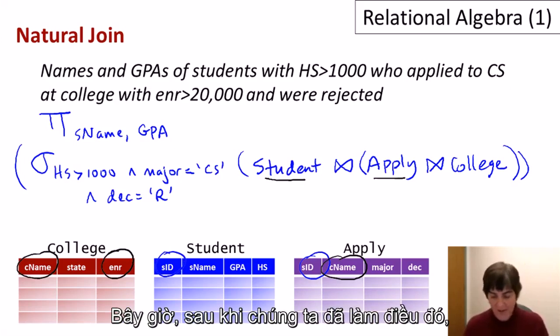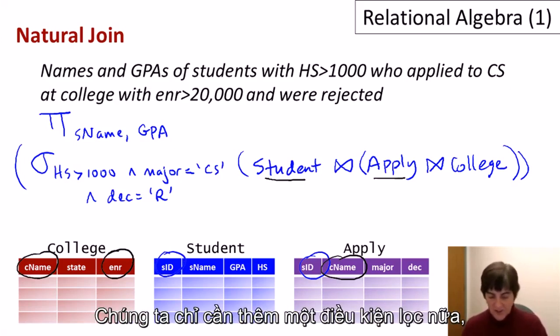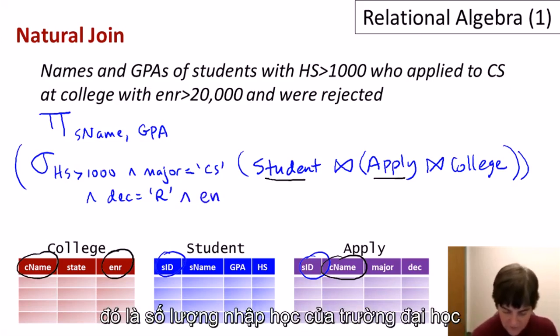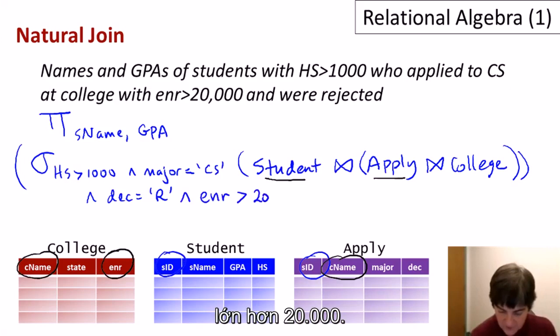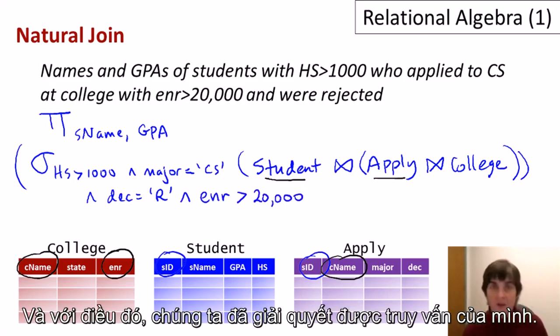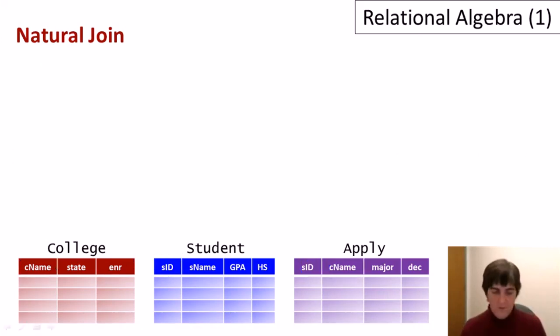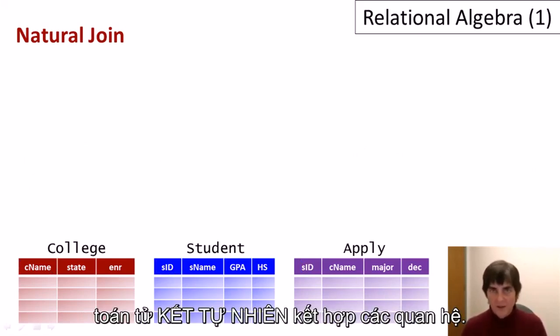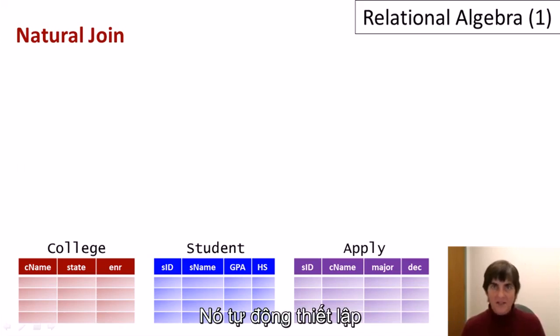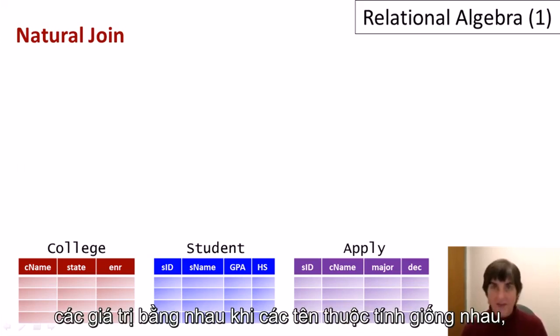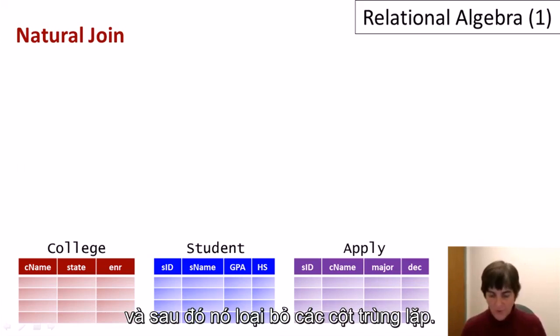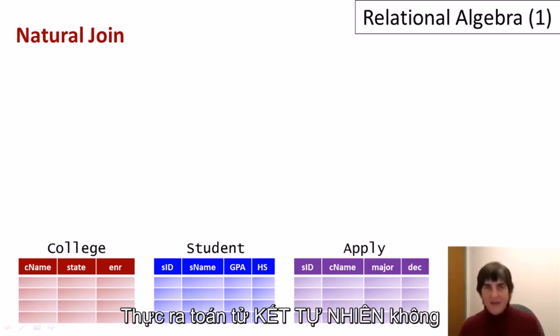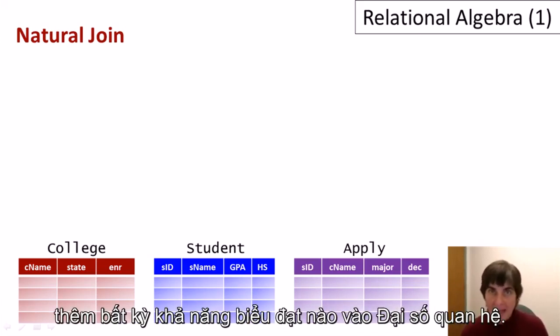Now, once we've done that, we've got all the information we need. We just need to add one more filtering condition, which is that the college enrollment is greater than 20,000. And with that, we've solved our query. So to summarize the natural join, the natural join combines relations. It automatically sets values equal when attribute names are the same, and then it removes the duplicate columns. The natural join actually does not add any expressive power to relational algebra.